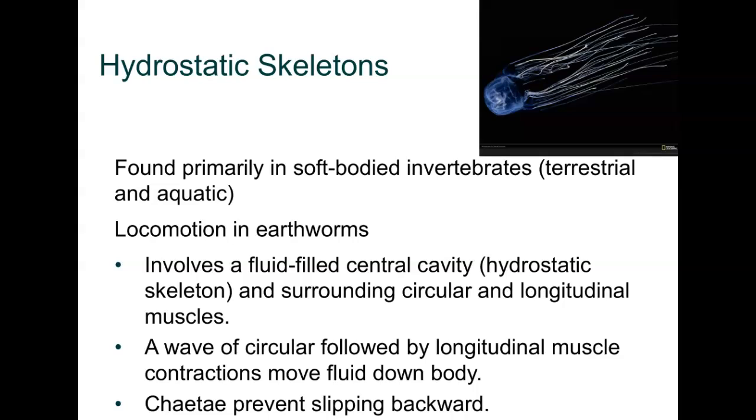What kind of animals use these? Well, think back to the earthworm that you have dissected. So the earthworms have a hydrostatic skeleton. They also have lots of circular muscles all the way along their bodies, and the contractions of these muscles allow them to crawl through the ground.